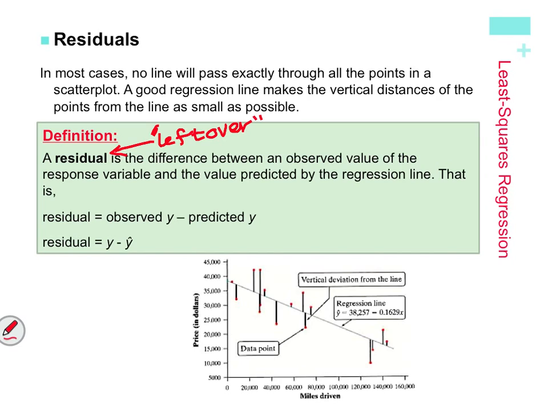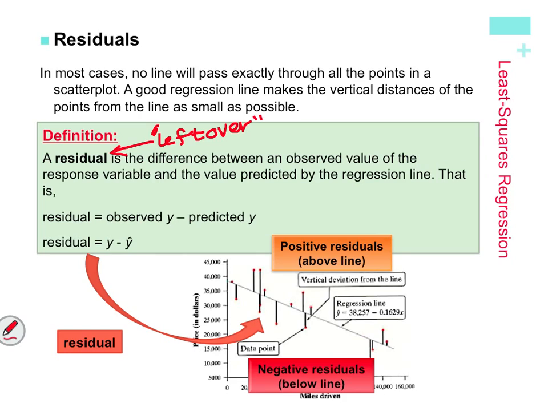The prediction errors are marked as bold segments in the graph. The residuals there are the bold segments in the graph. The vertical deviations represent the leftover variation in y after fitting the regression line. These are the residuals. A negative residual would happen below the line, and a positive residual would happen above.